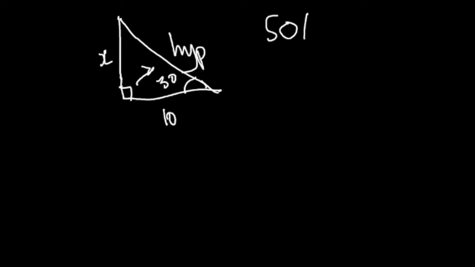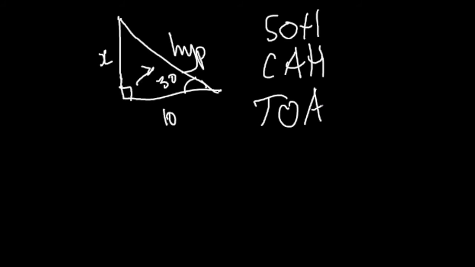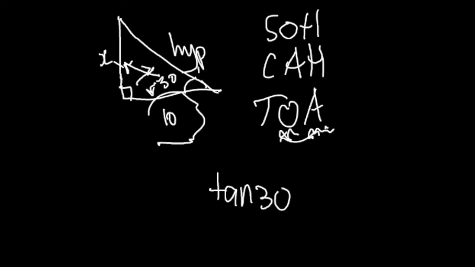We did SOH, and we did CAH, and now let's look at TOA. If you look at TOA, there's no H in it, so that means there's no hypotenuse. It's opposite over adjacent. So we have this degree here. We have the opposite over the adjacent, so it's x over 10. So if we have tangent 30 degrees, then what would it be? It would be x, the opposite, over the adjacent.